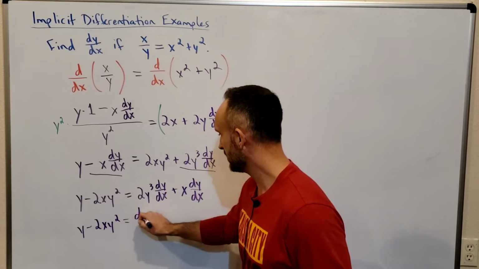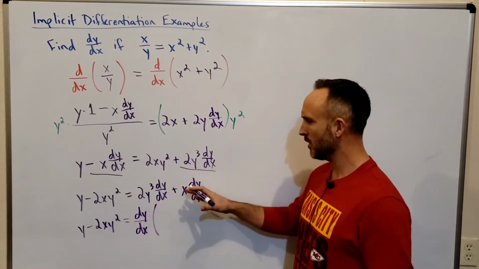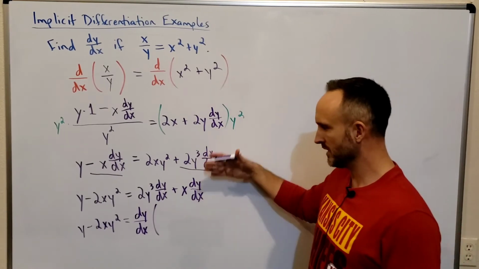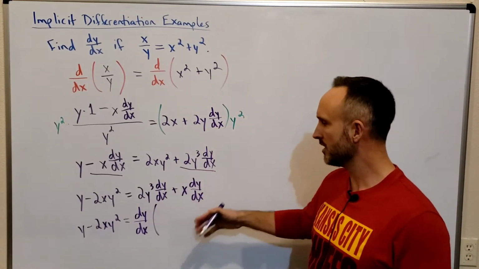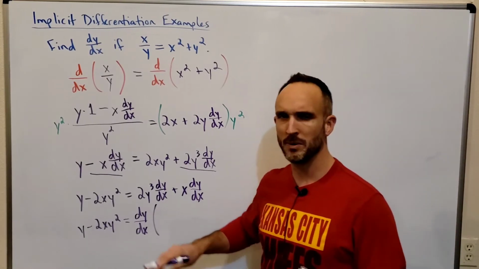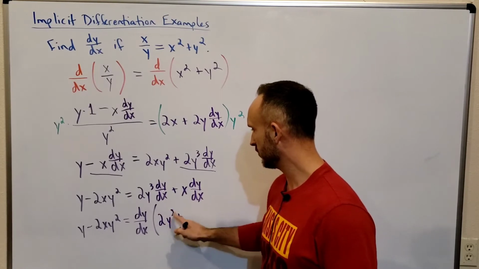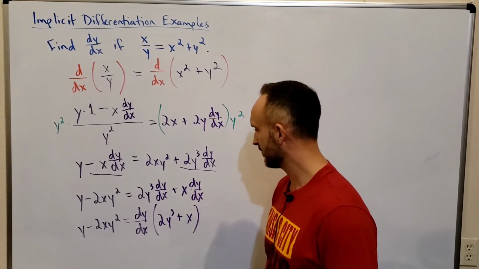So if I factor out dy dx, again, take some notes for yourself about why we're doing these things, so if you're not comfortable with the algebra here, make some notes to yourself about why we're doing these things. Otherwise, it'll be meaningless when you look back at it later. So when we factor out, we're left with 2y cubed plus x.